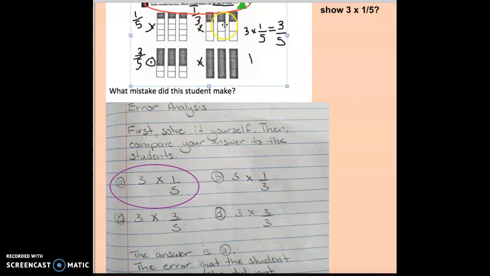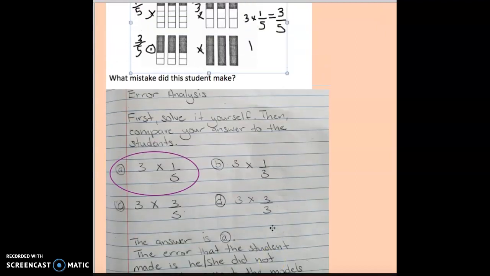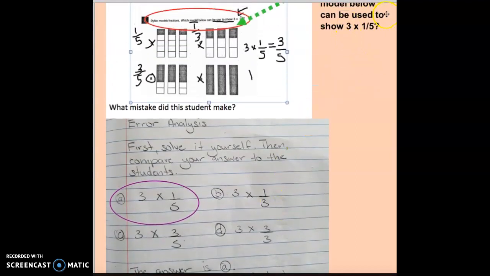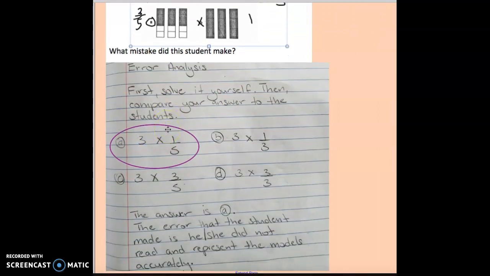For option B here, I have 1/3 represented 3 times, so 3 times 1/3. And then for option C, I have 3/5 represented 3 times, so it's 3 times 3/5. And then D, it's 3/3 represented 3 times, 3 times 3/3. So I know that I'm looking for an expression that represents 3 times 1/5, so I know the answer would be A.